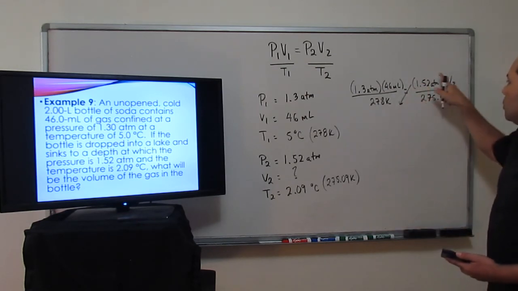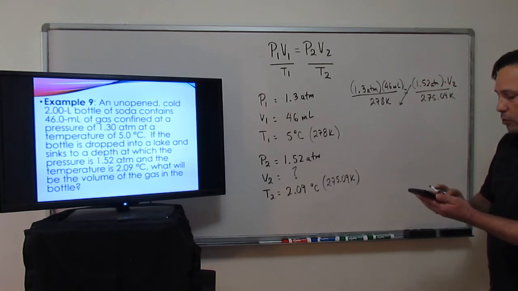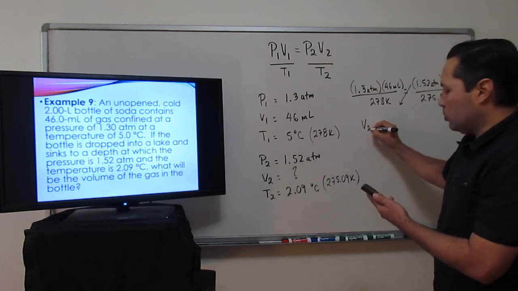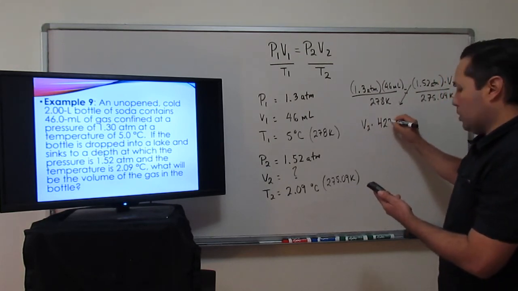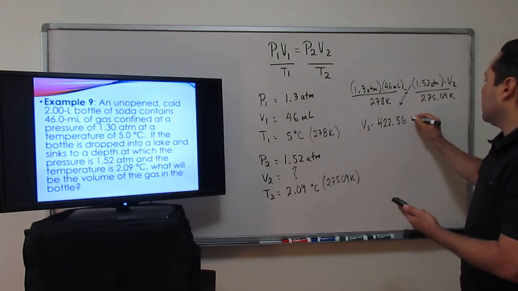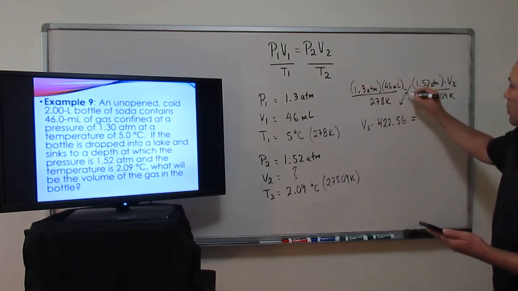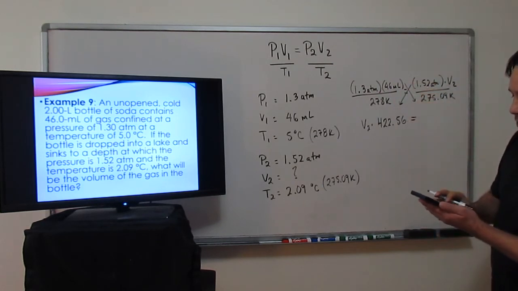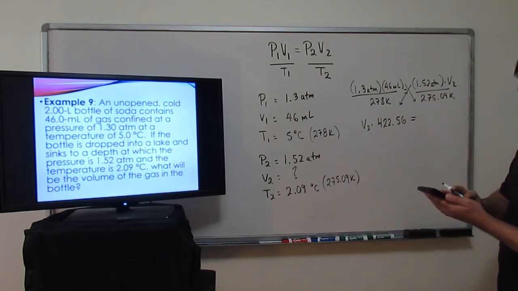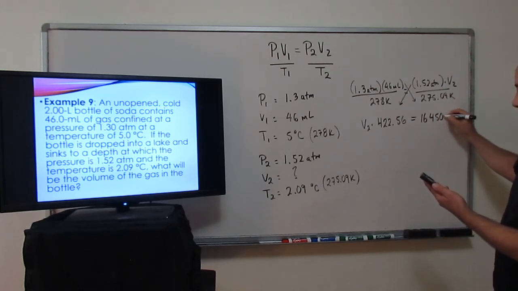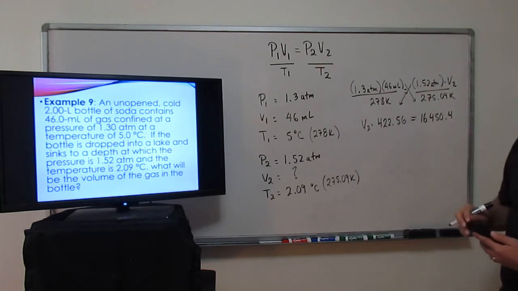Alright, from here we're going to cross multiply. So it's going to be V2 times 1.52 times 278, which gives me V2 times 422.56. And that's going to equal, on the other side, 1.3 times 46 multiplied times 275.09, and that gives me a value of 16,450.4. I'm going to round that off slightly.